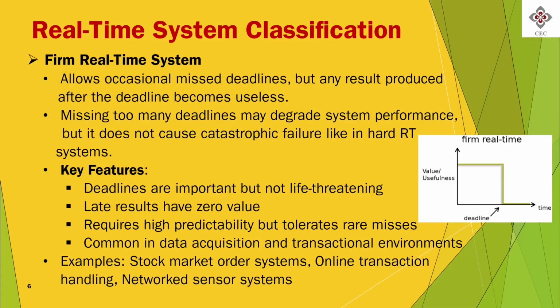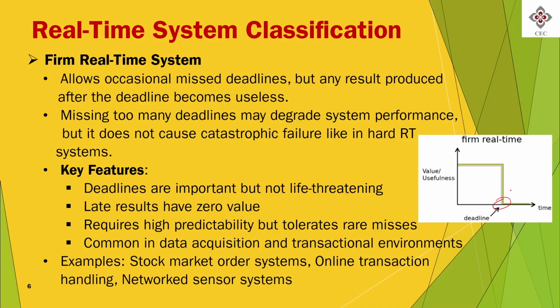Missing too many deadlines may degrade system performance, but it does not cause catastrophic failure like hard real time systems. So, it is not a life threatening issue. Deadlines are important, but not as threatening as in hard real time. Late results, as I said, after the deadline will have zero value. So, there is no point after the deadline. It requires high predictability, but tolerates rare misses.